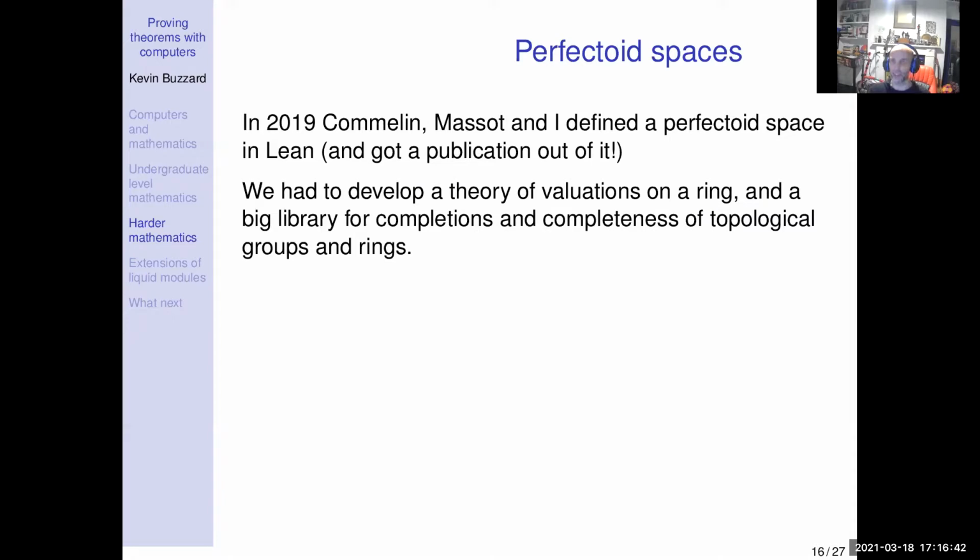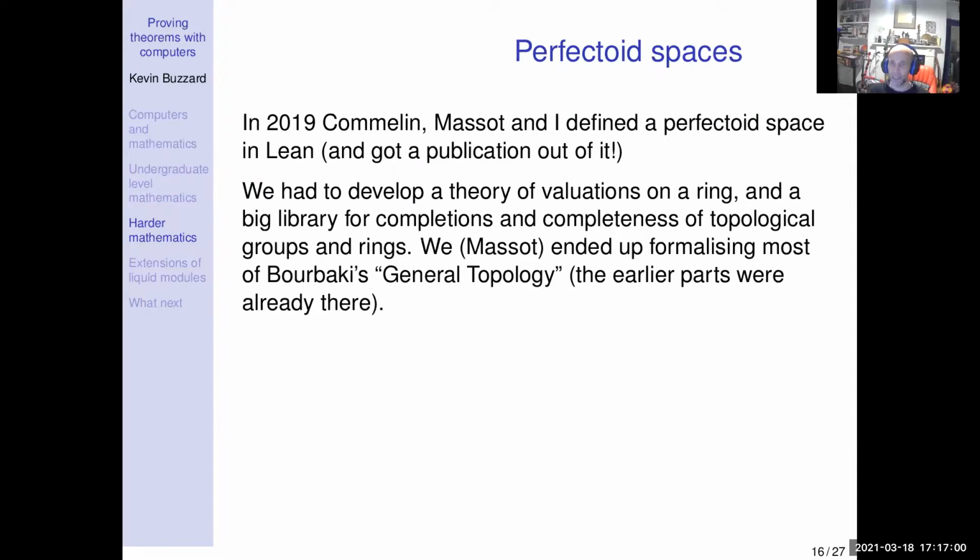So what did we have to do? We just had to develop a theory of valuations on a ring and a big library for completions of rings and completions of topological groups and things like this, because we had to develop the theory of adic spaces. It involves a lot of topological ring theory. And Kommelin and I are number theorists.